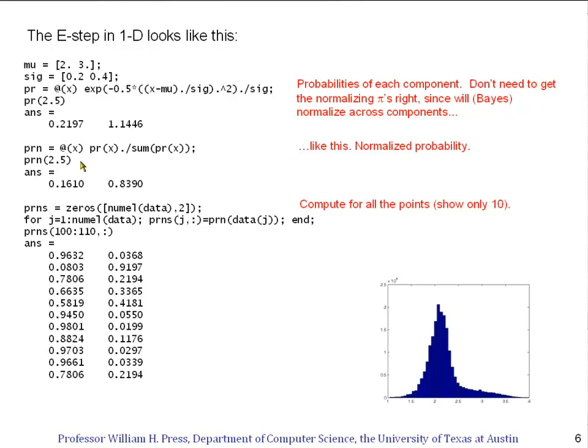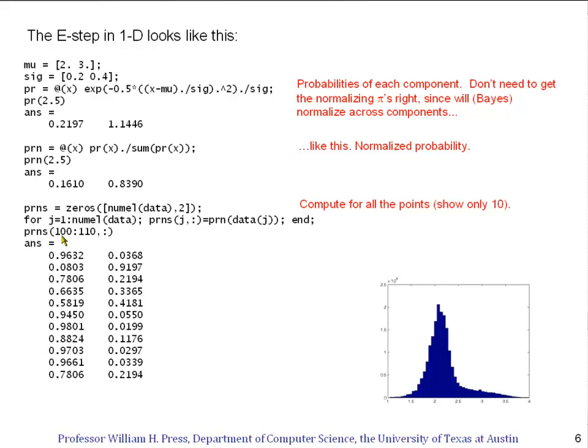And if I now compute this normalized value at 2.5, I find that for a point here in this bin, it has a 16% chance of being in the left component and an 83% chance of being in the right component. Okay, now I need to just compute the whole matrix of these probabilities over all the data points.